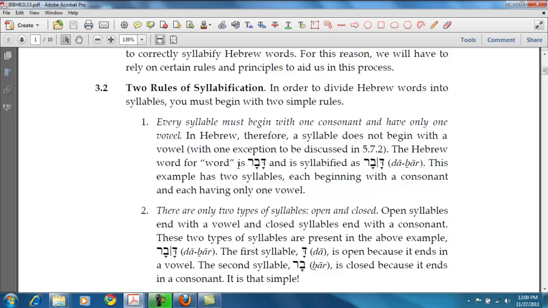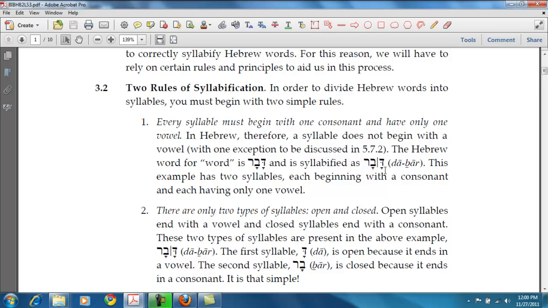So the Hebrew word for word is davar, and it is syllabified, or broken into syllables, as da-var. This is an example. It has two syllables, each beginning with a consonant. So you've got dalet and qamets, the vowel. The next syllable is vet, a soft bet, qamets, and resh. These each have a consonant and a vowel, and this last syllable has a consonant, vowel, and a consonant. Those are syllables.